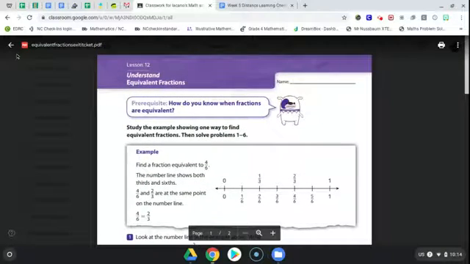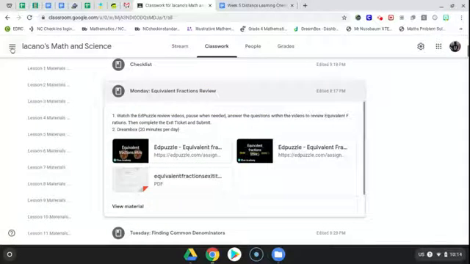So it is very quick lessons. It's not going to be difficult, but you do have to make an effort on your exit ticket. And again, you'll submit that the same way you always do, via a photograph.